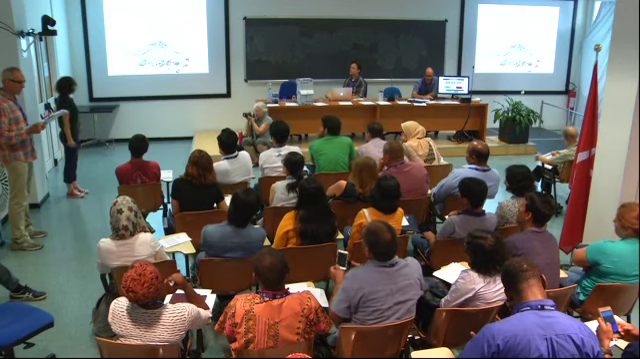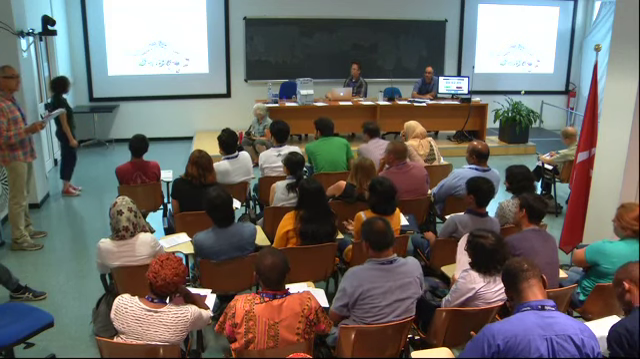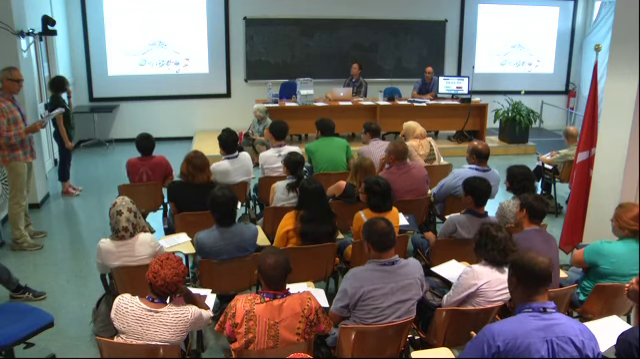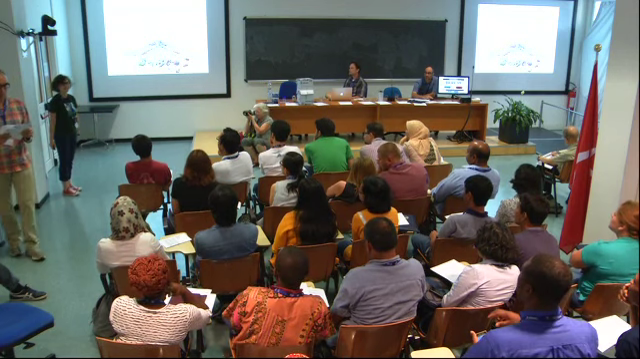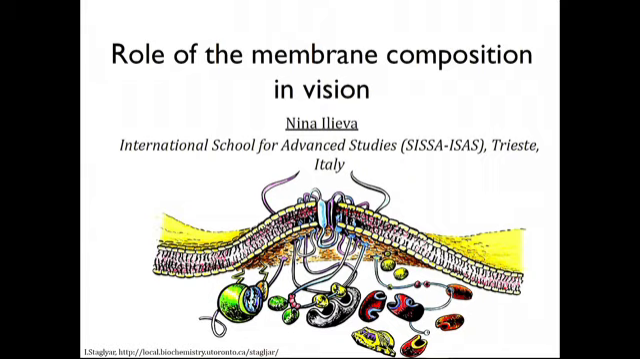Poster number 30 is to be delivered by Nina Ileva from CISA in Italy, and she'll tell us about her work on the role of membrane composition in vision. Hello, everyone. So vision is considered the dominant sense of humans. In order for us to see, recognize, or perceive something, the light that enters through our eyes gets converted into neural impulses that get sent to our brain for us to make sense of the information. How does this happen? It happens in a series of steps known as a phototransduction cascade.